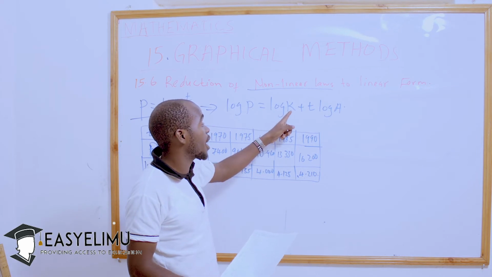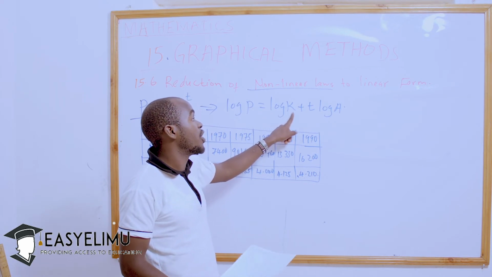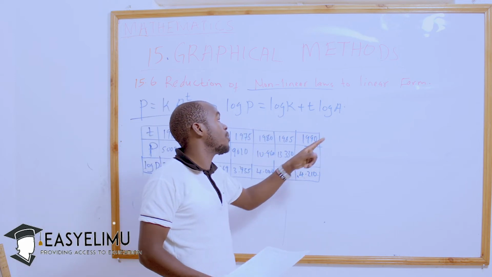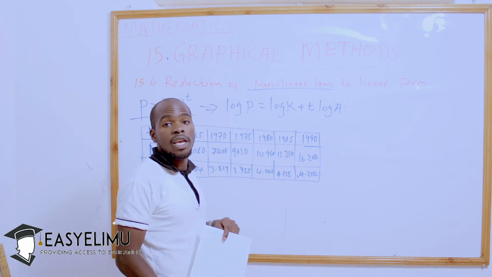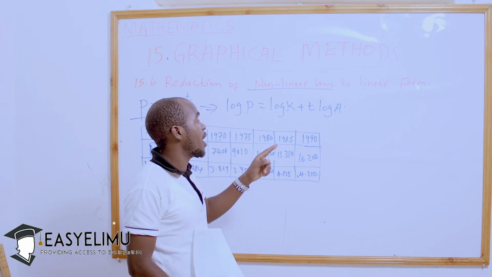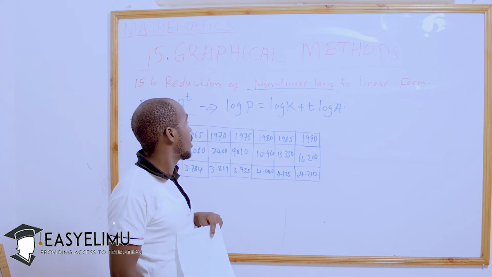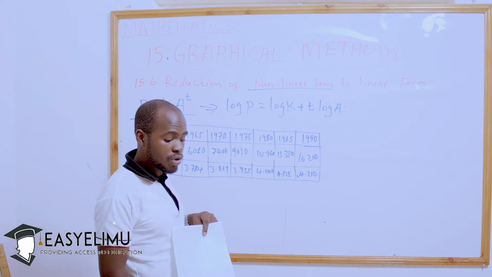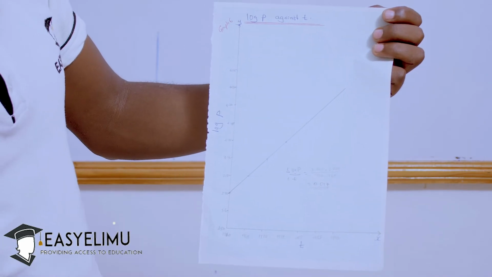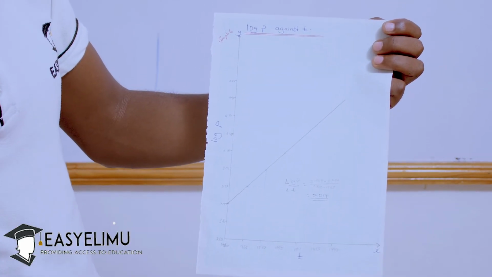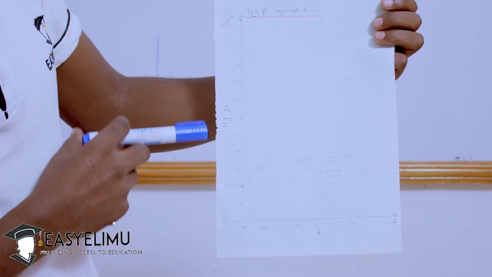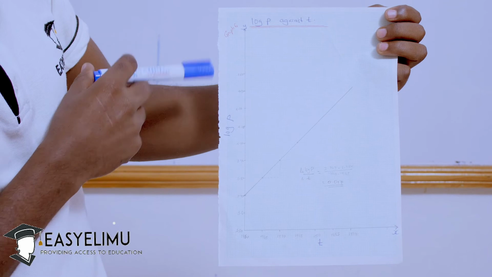If we have log k, then this log k will be the y-intercept. So in that case, if it is present, then it will be passing through log k as the y-intercept, and log a will be the gradient of that linear function. So here we have a graph. So you will find out that on plotting log p against t, or time in years, this is the graph we shall be having.